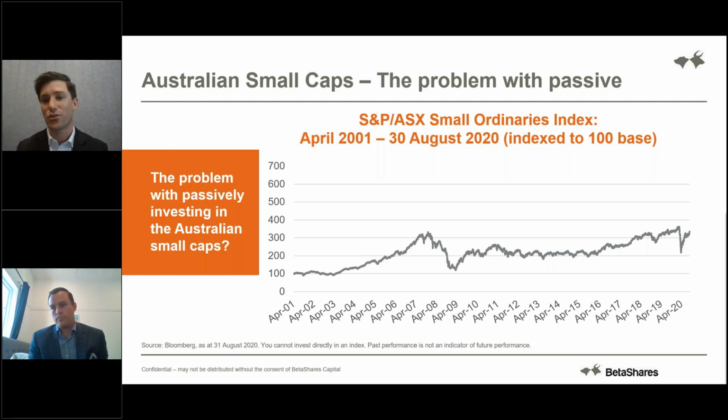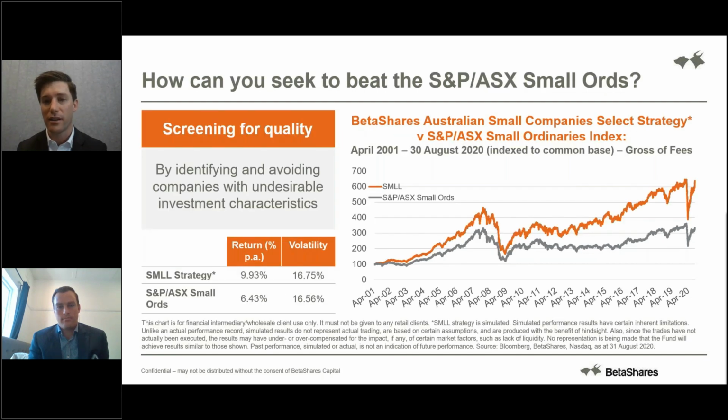The issue with small caps in this country is that if we look at the Small Ords Index, very pedestrian growth. The reason why that's occurring is for every market darling that you read about that's run up 500%, there's a long tail of companies that are really struggling and have perhaps had a drawdown of 80% or more. And this really drags down that overall index. So the question in this particular asset class becomes, how do you beat that index? And you can take an active approach if you like, try and pick those market darlings ahead of time. But we believe that a systematic approach, trying to identify and avoid those companies with undesirable investment characteristics.